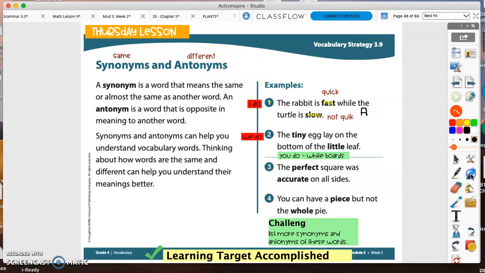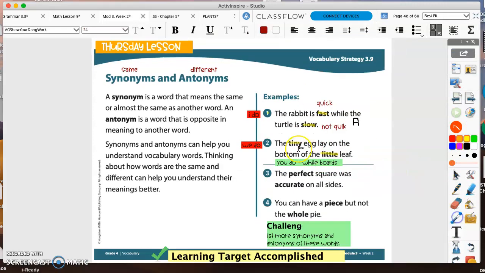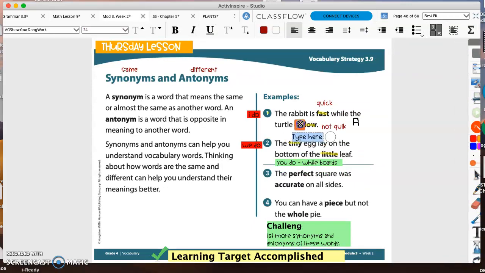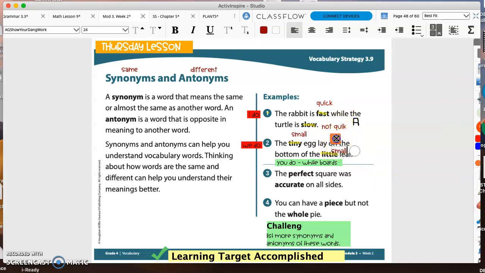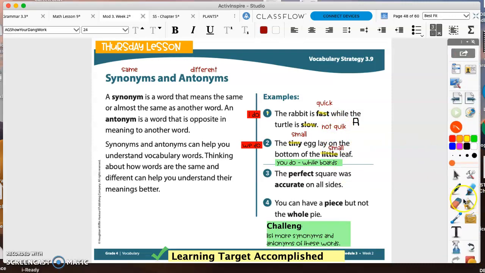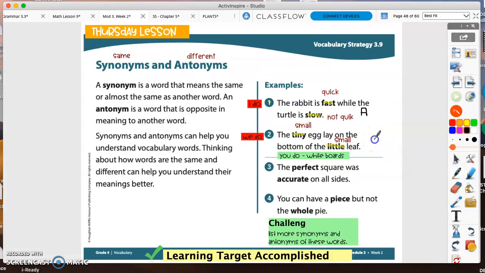Okay, let's look at number 2. The tiny egg lay on the bottom of the little leaf. Well, I know that tiny means kind of small, and I know that little also means small. So because these two things have a similar meaning, these are synonyms.